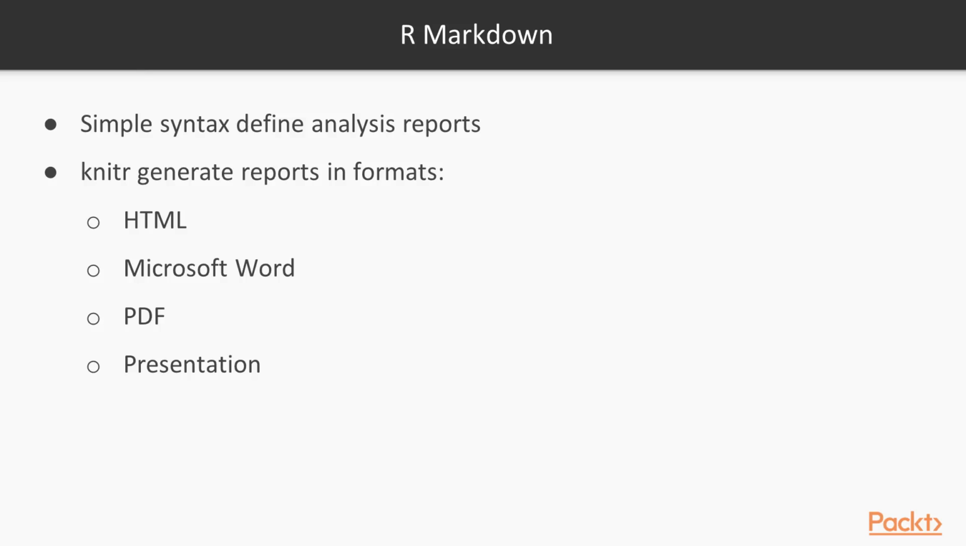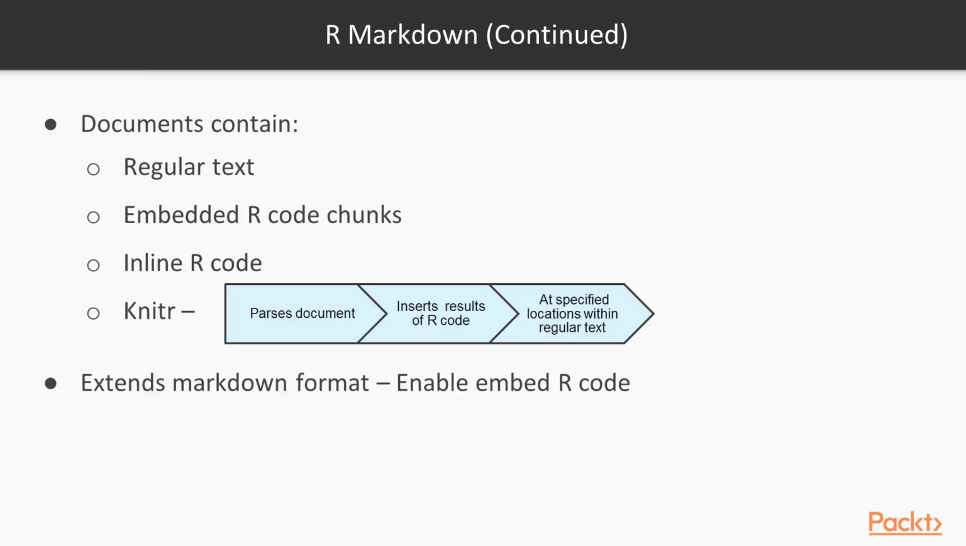Based on such a report definition, knitR can generate reports in HTML, PDF, Microsoft Word format, and several presentation formats. R Markdown documents contain regular text, embedded R code chunks, and inline R code. knitR parses the Markdown document and inserts the results of executing the R code at specified locations within regular text to produce a well-formatted report. R Markdown extends the regular Markdown format to enable us to embed R code.